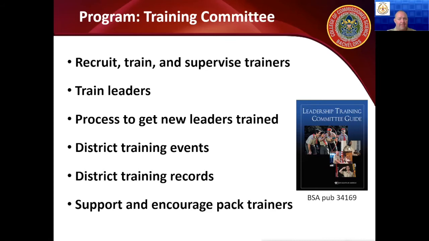They also plan, promote, and conduct district training events. These could include outdoor leader trainings, as well as courses that can be done online. They also maintain the district training records, and they also support and encourage PAC trainers. For additional information, you can go to the leadership training committee guide, 34169.